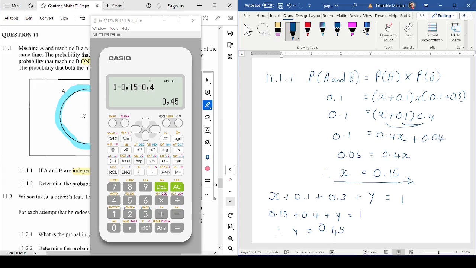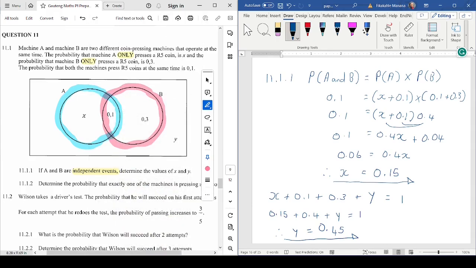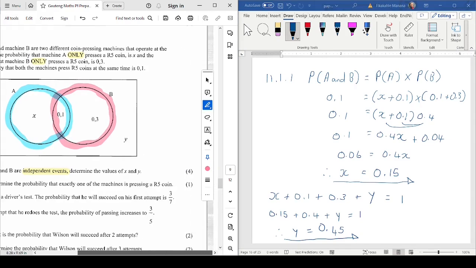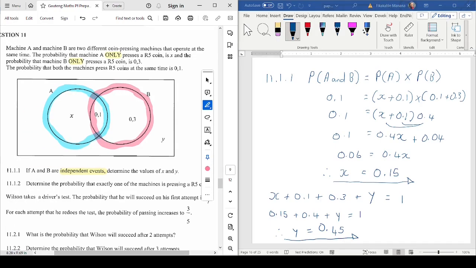0.45. Now that is our y value. Right. Okay, let's move on so swiftly. The next question says: determine the probability that exactly one of the machines is pressing a 5 rand coin. The English word there that gives us a clue is this: exactly 1.